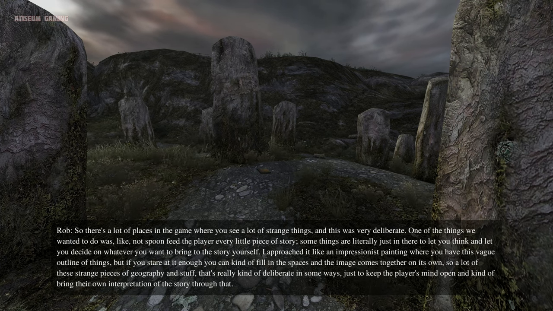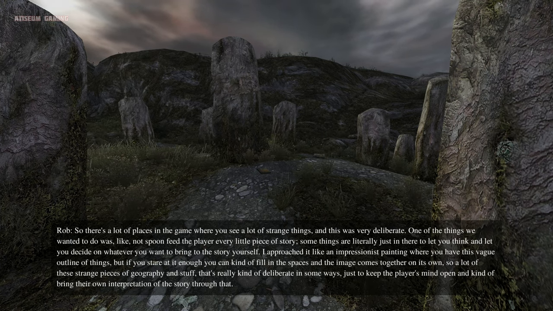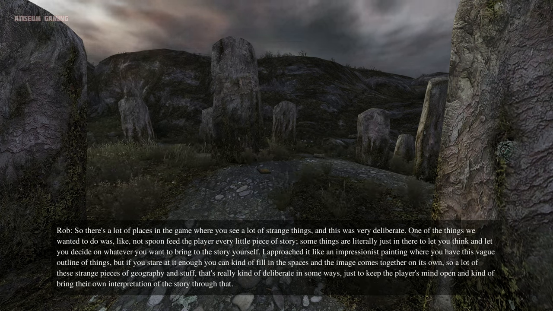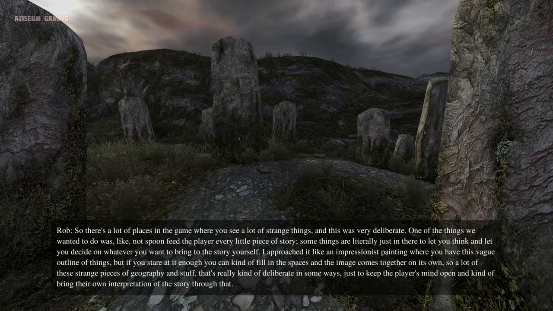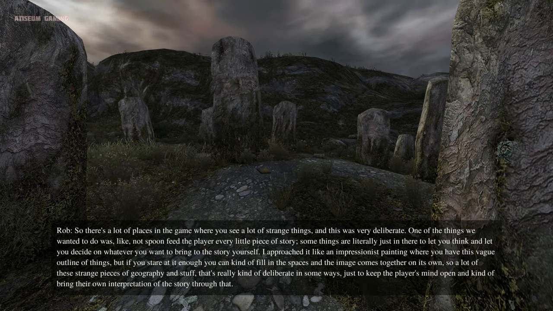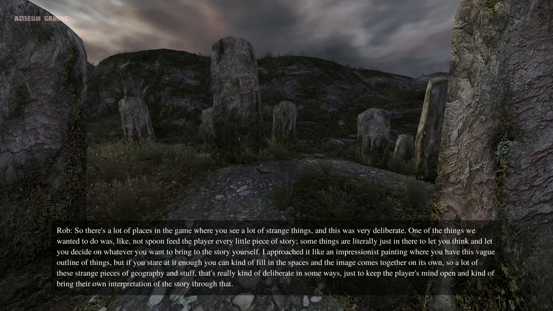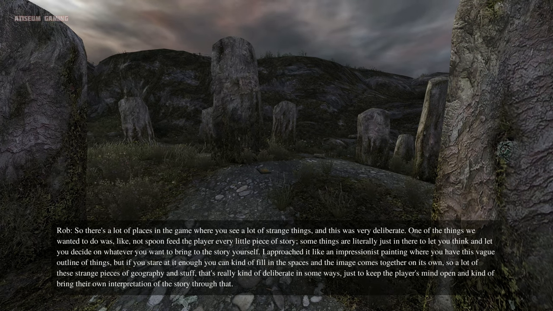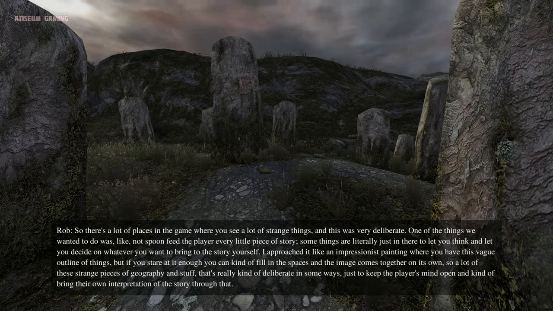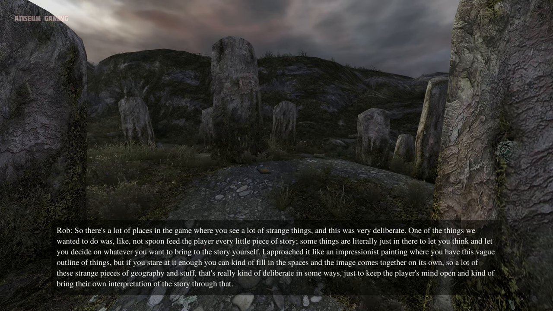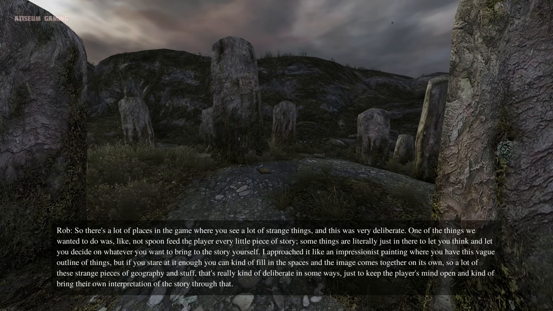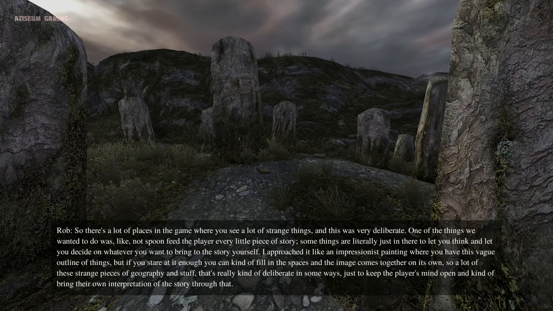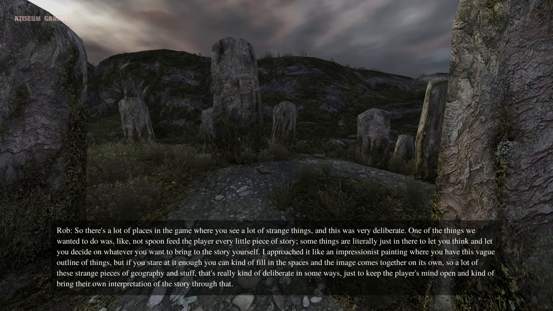I approached it like an impressionist painting, where you've got this very vague outline of things. But if you stare at it enough, you can fill in the spaces and the image comes together on its own. So a lot of these strange pieces of geography and stuff, that's really deliberate in some ways, just to keep the player's mind open and bring their own interpretations of the story through that.